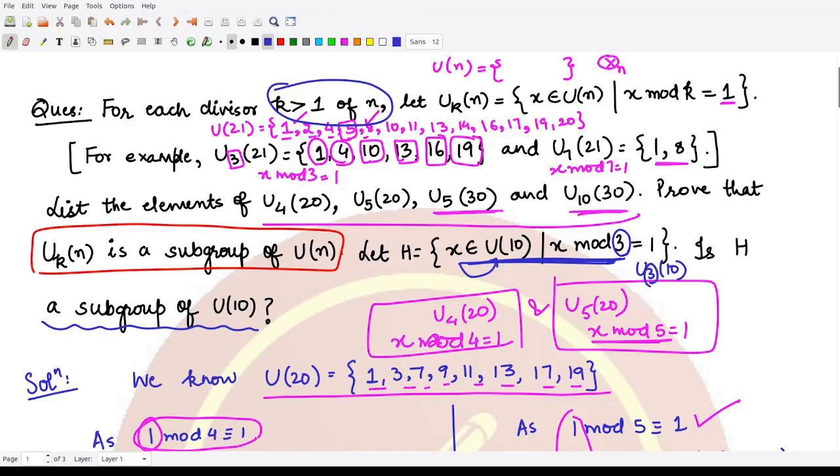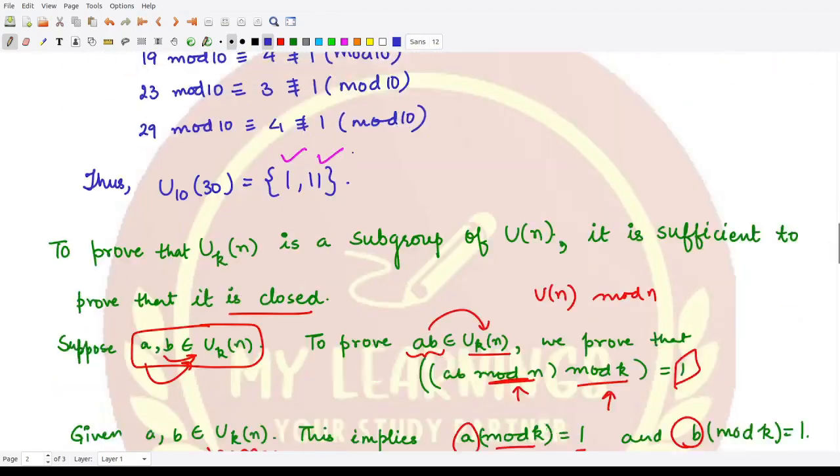Now 3 is not a divisor of 10. So what can you say about this? This example is a counterexample showing that UKN being a subgroup of UN is not true for every K. It is only true for the divisors K of N. So let's prove it over here.